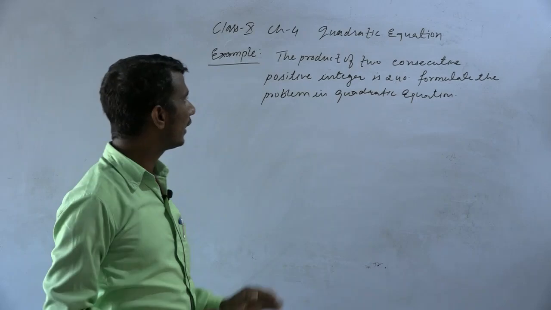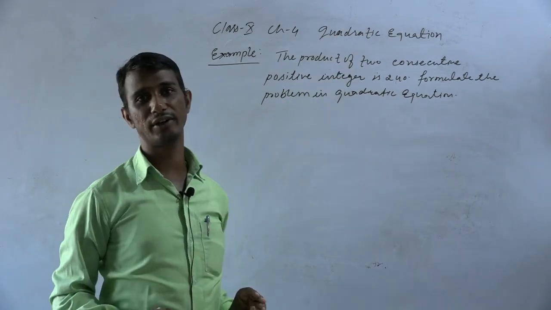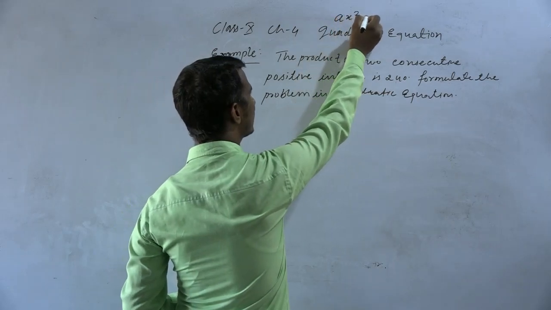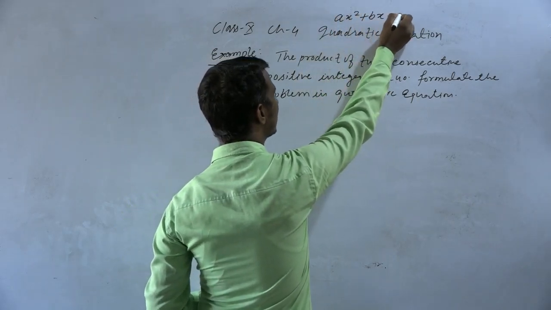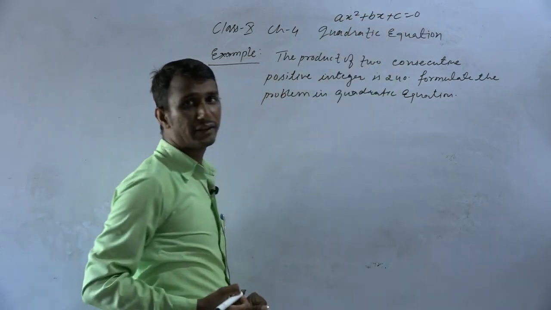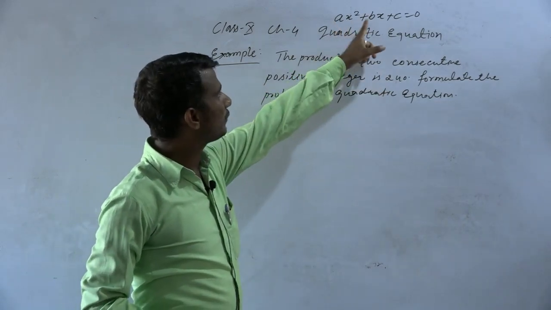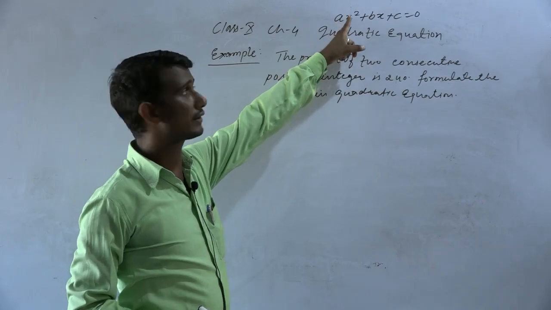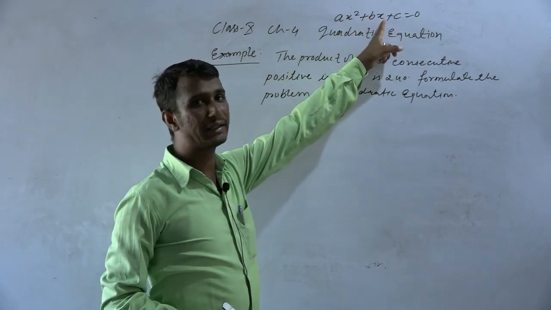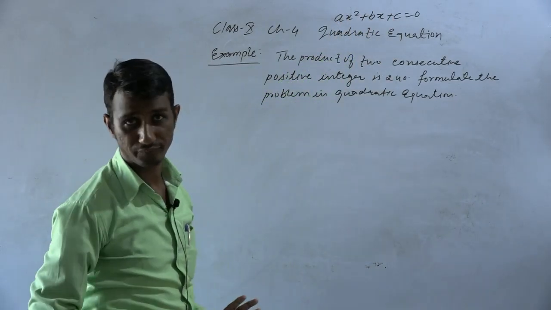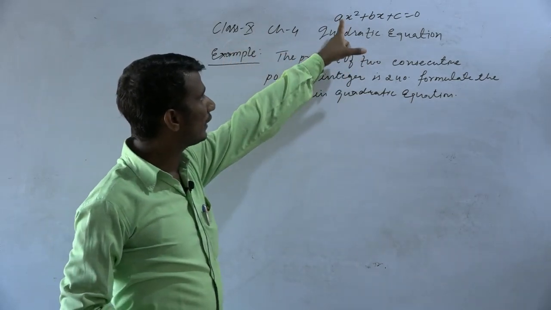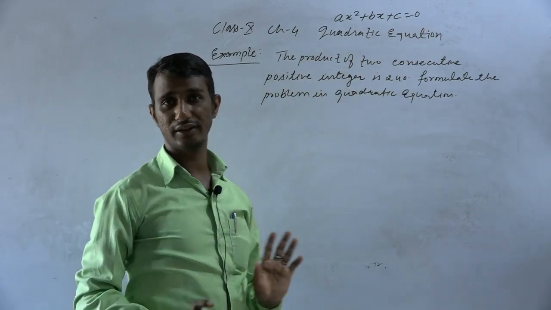Dear student, I told you the standard form of quadratic equation. I am writing it here again. Standard form of quadratic equation: ax square plus bx plus c equal to 0, and here a, b and c are integers. a is the coefficient of x square, b is the coefficient of x, and c is the constant term, right? So here we are using one variable in the quadratic equation.